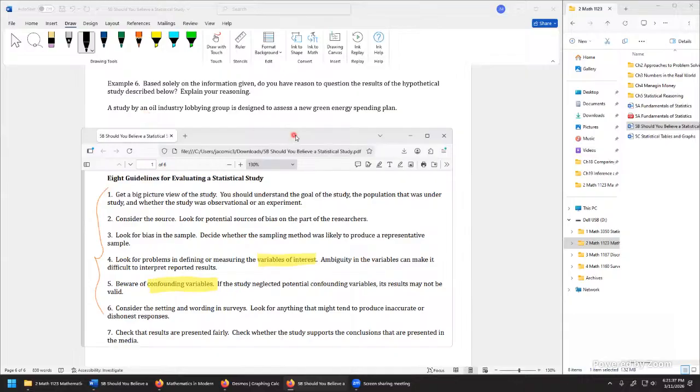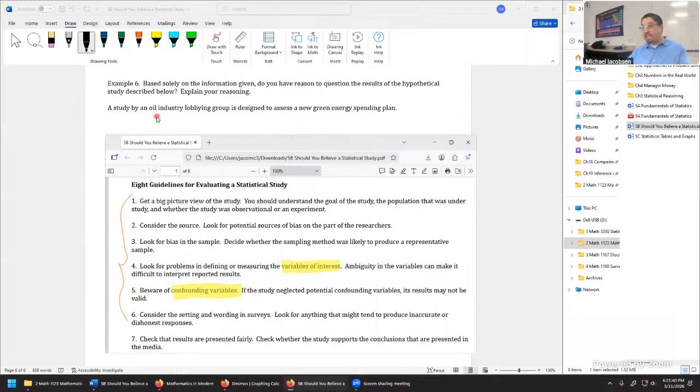Immediate bias. Yeah, absolutely. The oil industry leading the charge on designing the study is already bad, but also this is a lobbying group. That's even worse. That means these are immediate red flag people. Yeah, exactly. These are people who are going to talk to congressmen and senators offering their expertise on energy, but also possibly making millions of dollars in campaign contributions at the same exact time. They're assessing a new energy spending plan, but green energy is in complete conflict with the oil industry. So lots going wrong.